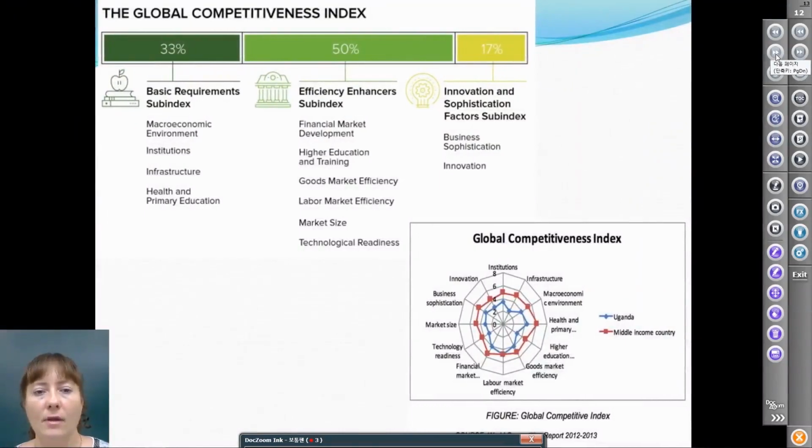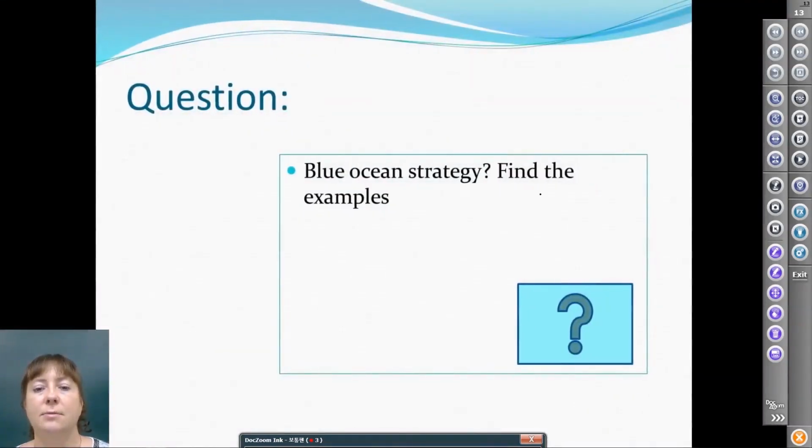And the last question which I want to submit: what is the blue ocean strategy? Find examples and submit them in class. We will discuss what it means, and I will help you a little bit. Actually, we have 2 different strategies, blue ocean strategy and red ocean strategy. To find the answer, please try to compare them. Both of these strategies help to achieve competitiveness in the global environment.